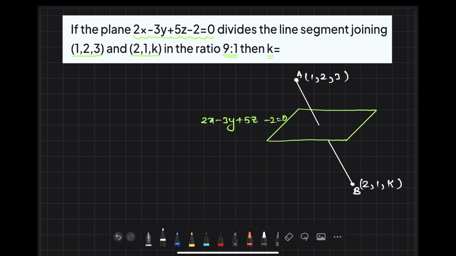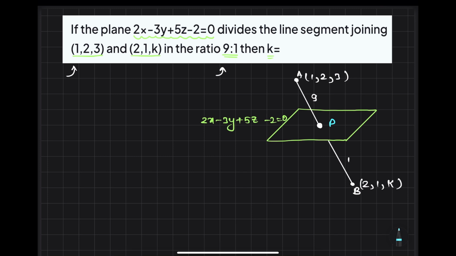Now, this plane is dividing the line segment joining AB in the ratio 9:1. So 9 from which direction? 9 from the first point. So 9 is this, 1 is this. This is your point of intersection. Suppose it is P. So first try to find the value of P.